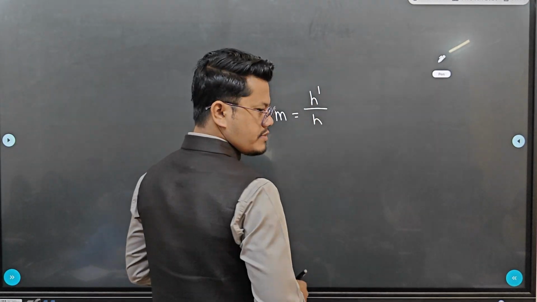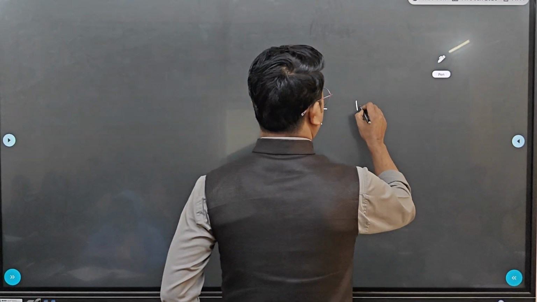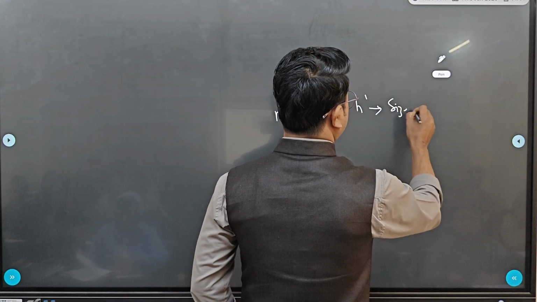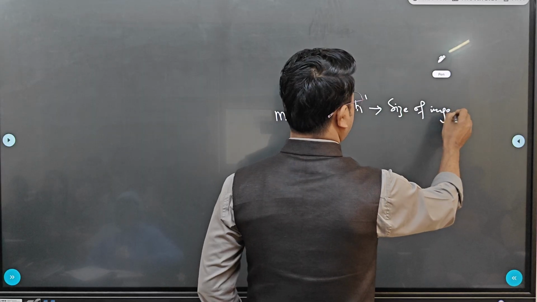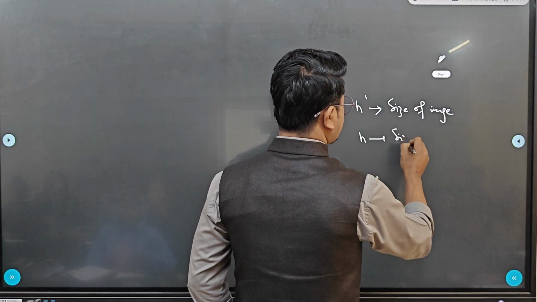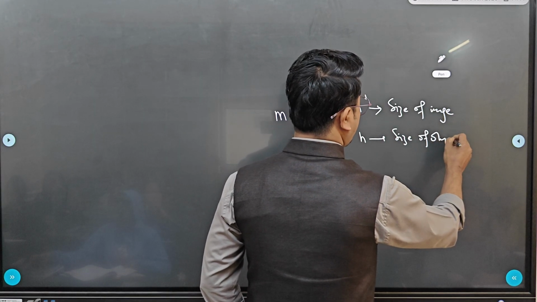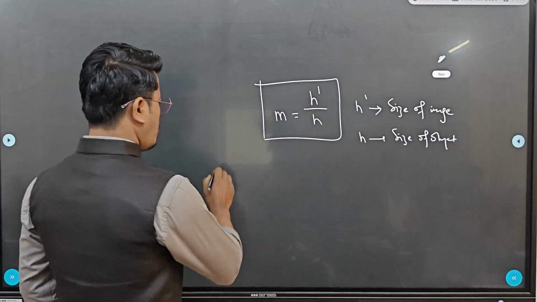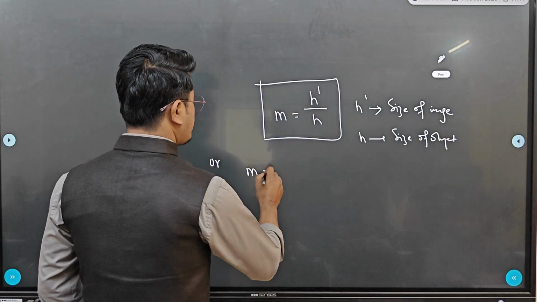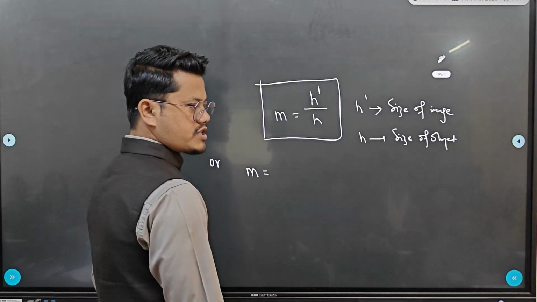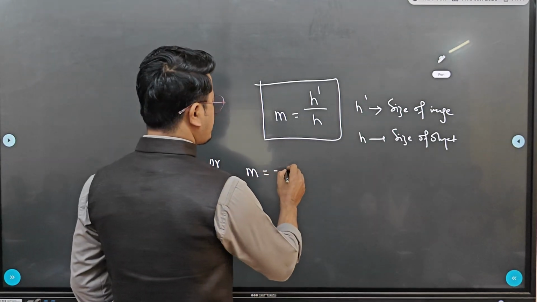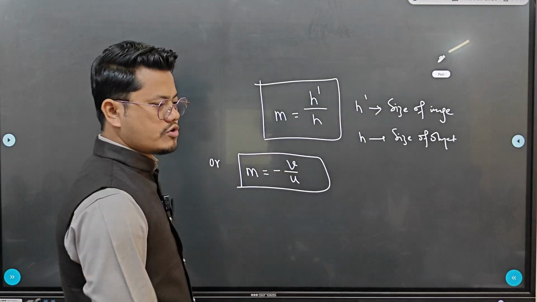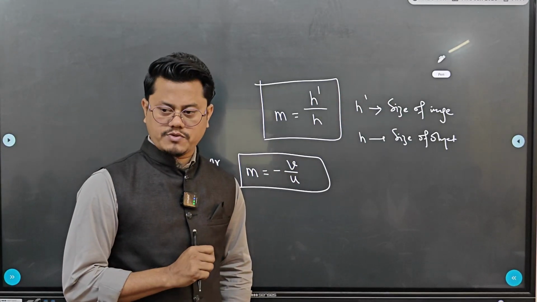What is h prime? Size of image. I already gave you this in case of mirror also. H prime is size of image. And what is H? Size of object. Got it or not? This is in terms of the size of image and object. Or we can also express magnification in terms of image distance and object distance. Magnification is given by minus V by U. In case of mirror also we got M equal to minus V by U.